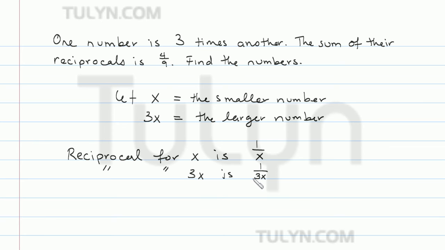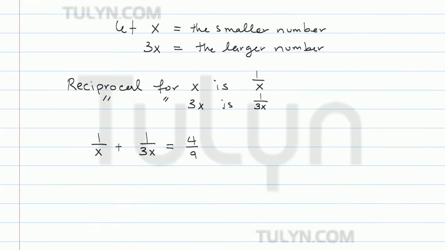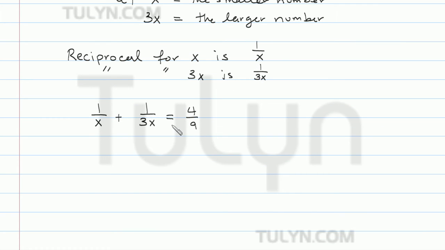So now that we found the reciprocals, we can write out the equation that we're trying to solve. So it says the sum of their reciprocals, so 1 over x plus 1 over 3x is 4 over 9. So this is the equation that we have to solve, and we have to solve it first by finding the LCD so that we can multiply both sides of the equation by it.